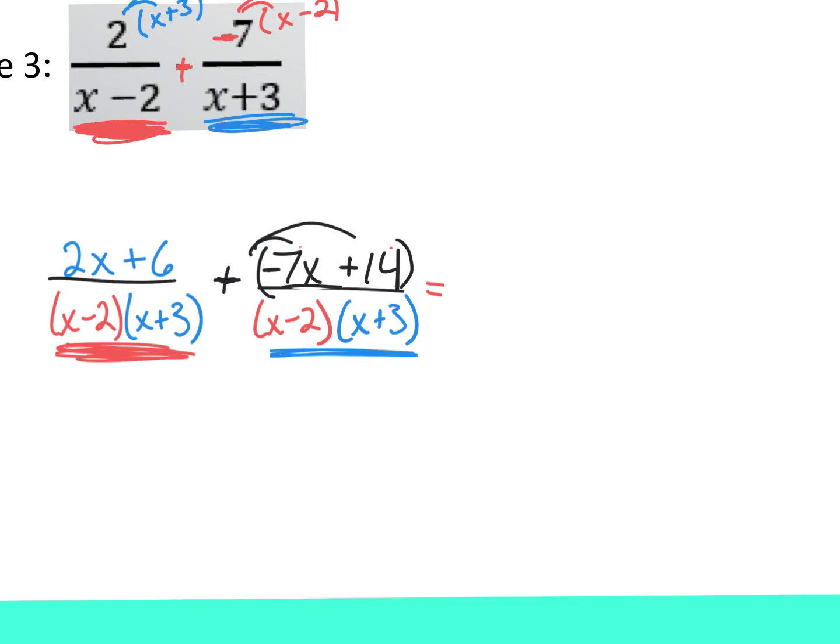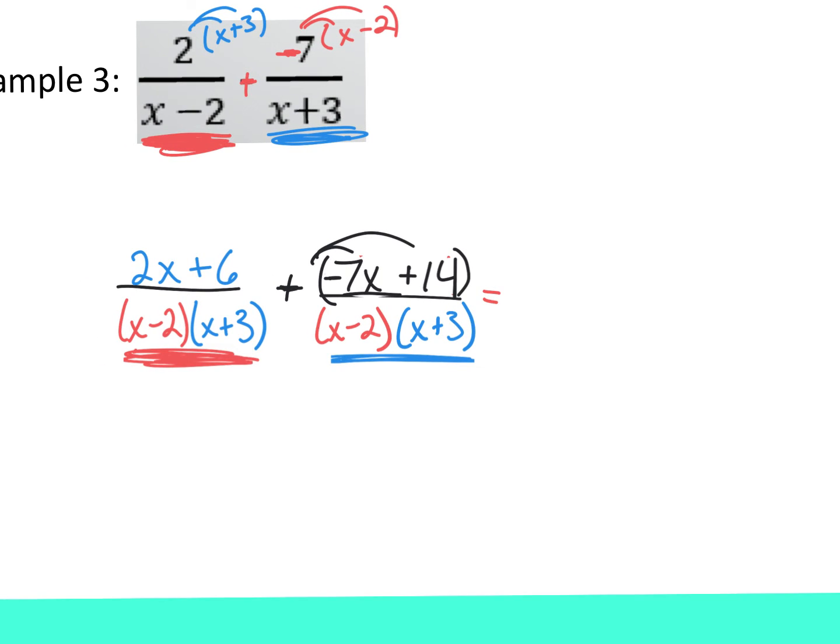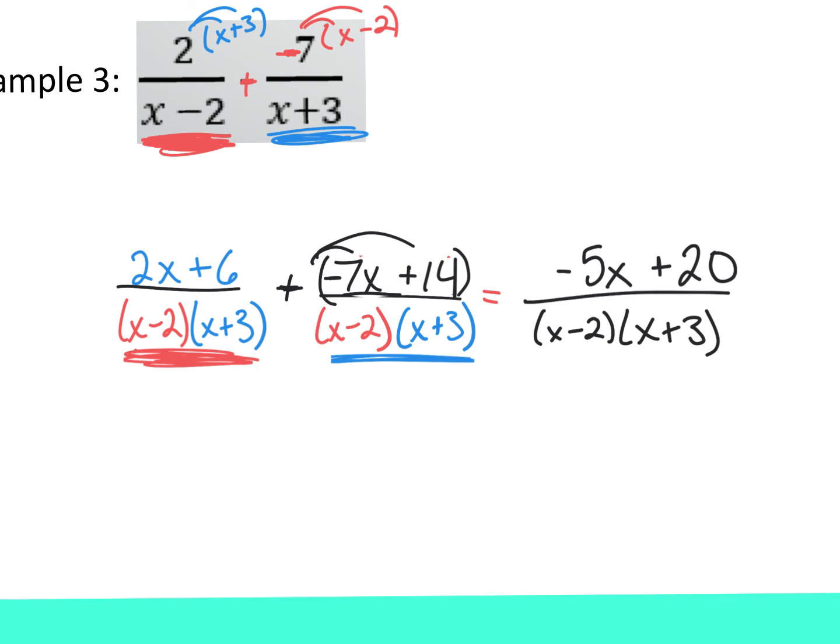What do I need to do now? What's going to be the denominator? You got it? And then what about the top? Negative 5x, because you did 2x plus negative 7x. And then you said plus what? 20, because 6 plus 14 is 20.